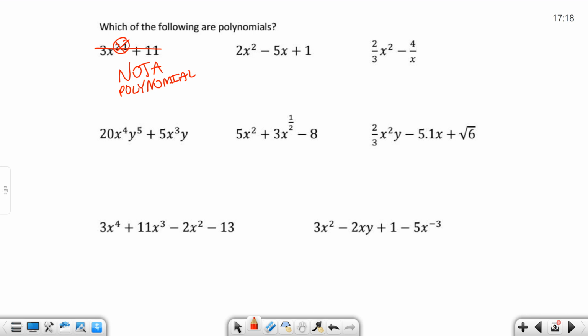What about the next one beside it? 2x squared minus 5x plus 1. All right, well, it's got variables. It's an expression. The variables have 2 and 1. Those are both whole numbers. You're good there. Then it has the coefficients here. That's a negative 5 and then a plus 1 for a constant. Those are all good. So it uses pluses and minuses and multiplication with no division there. We're good. This is a polynomial.